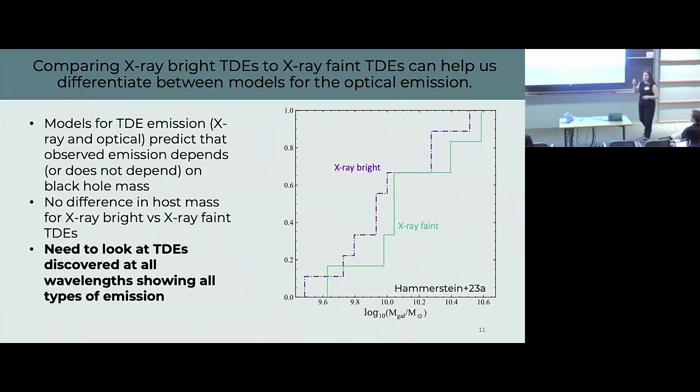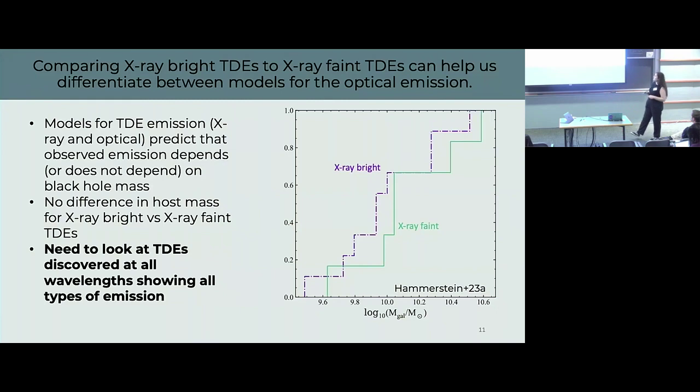Now, Muriel talked about the differences between X-ray bright and more X-ray faint events earlier today. And that's one thing we looked at in this sample as well. So we tried to compare the objects in our sample that were X-ray bright or X-ray detected versus the ones that were not. And when we compare the host galaxy masses, which again we're using as a proxy for black hole mass, we find no significant difference in the host galaxy mass between the X-ray bright and X-ray faint samples.